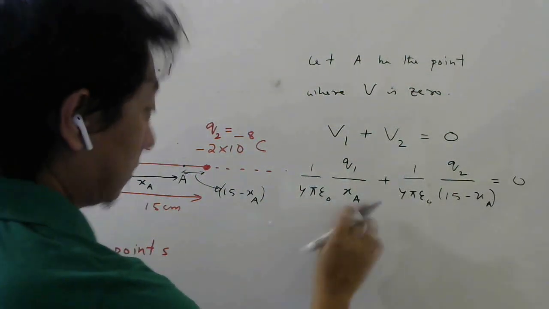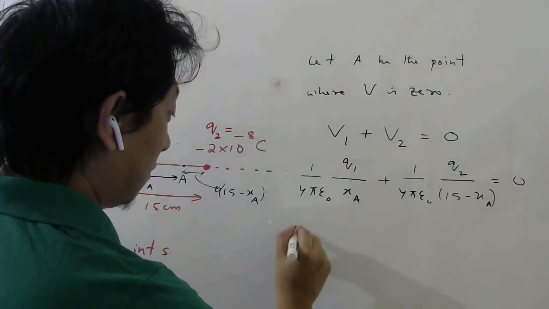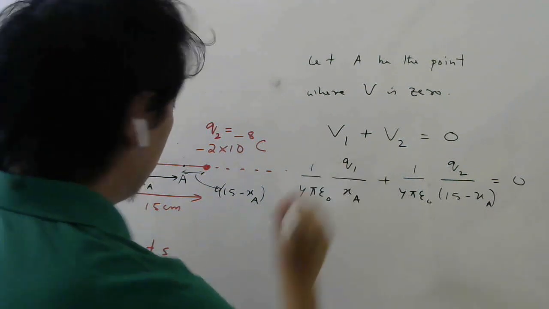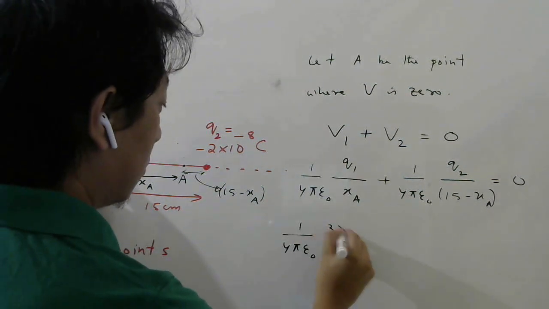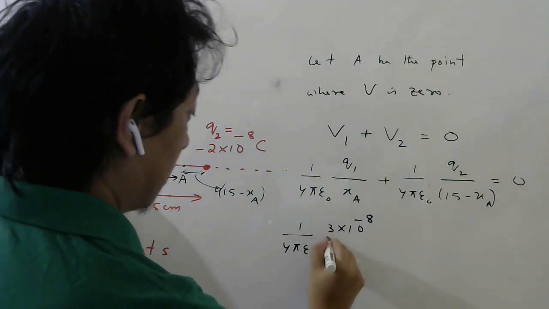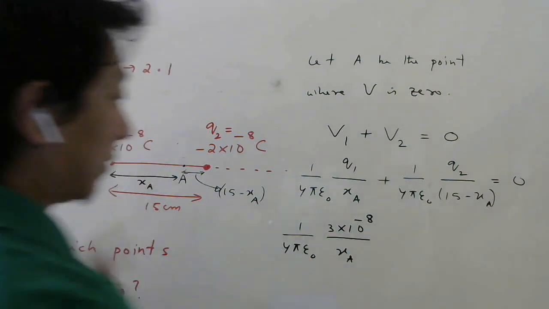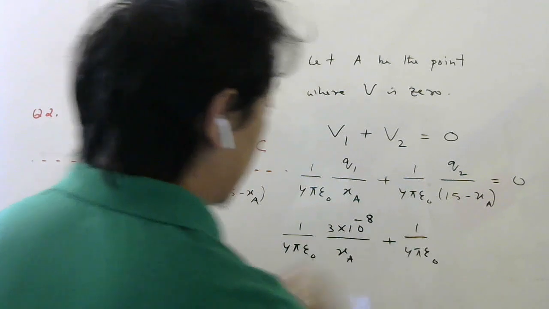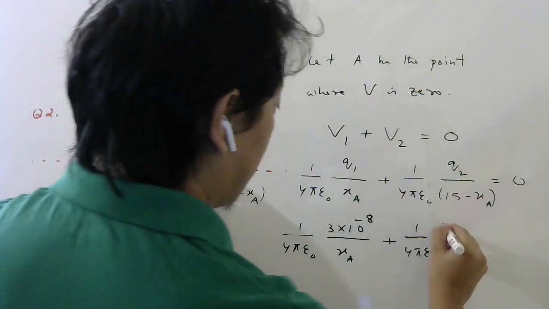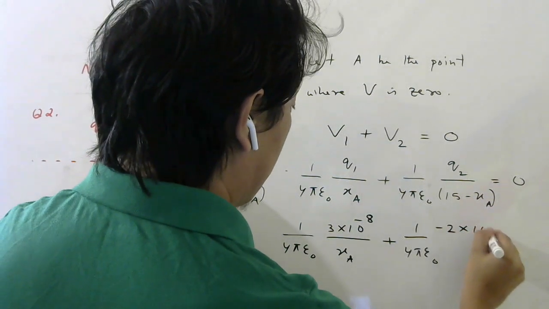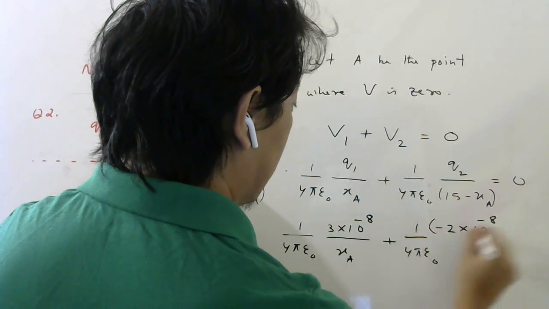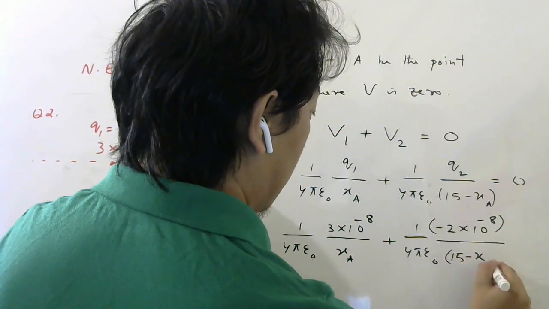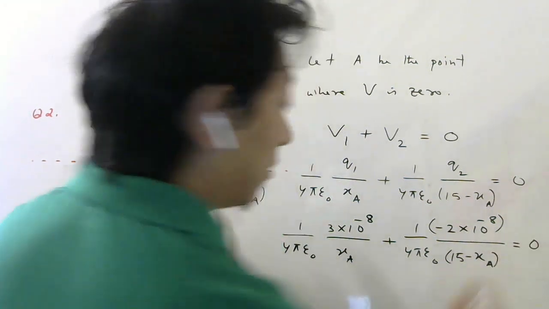Now, let us substitute the value. Let us not substitute value of this, okay? Because it will cancel. Q1 is how much? 3 into 10 power minus 8 divided by XA plus 1 by 4 pi epsilon naught Q2. What is the value of charge Q2? Minus 2 into 10 power minus 8 coulomb divided by 15 minus XA equal to 0.